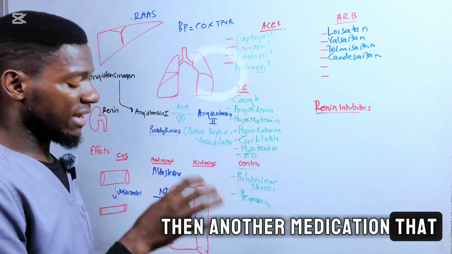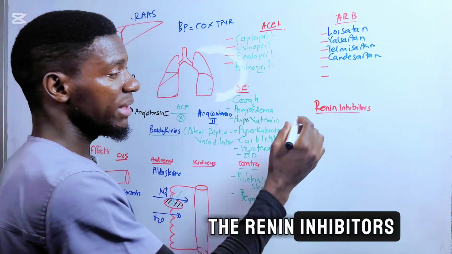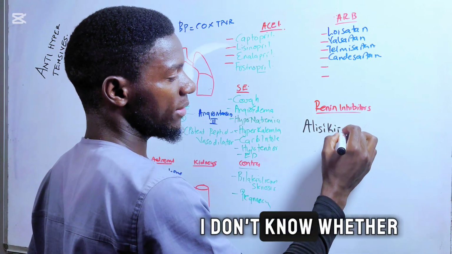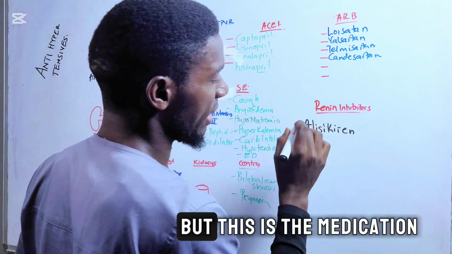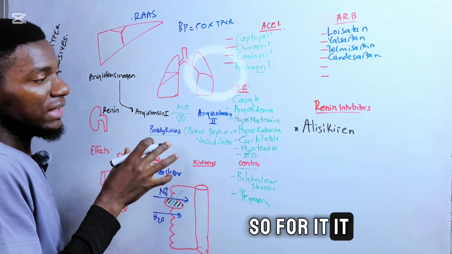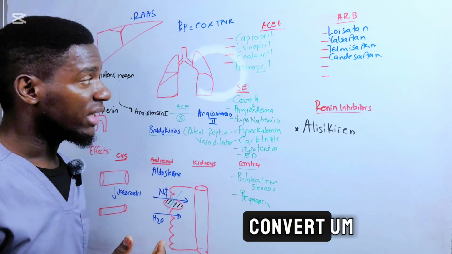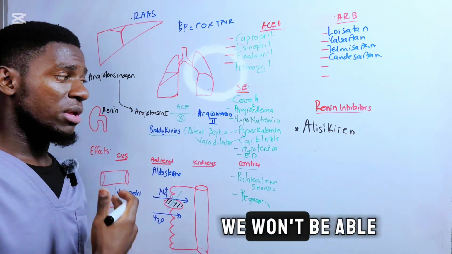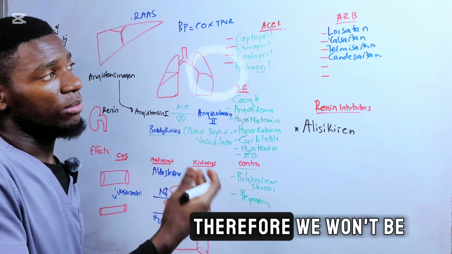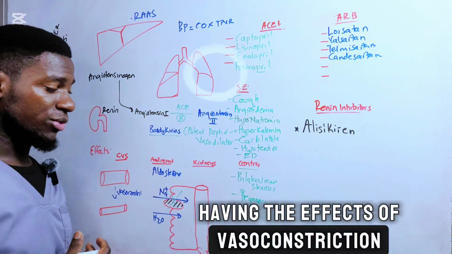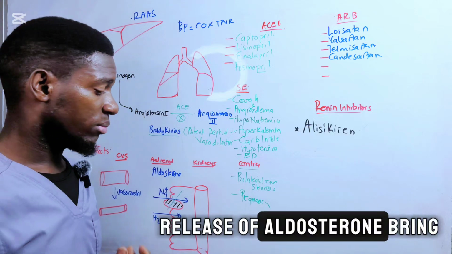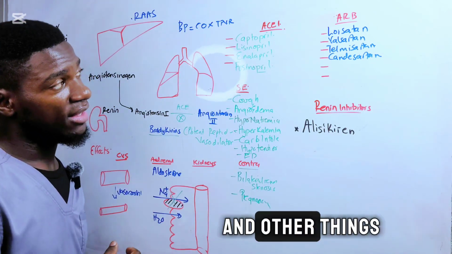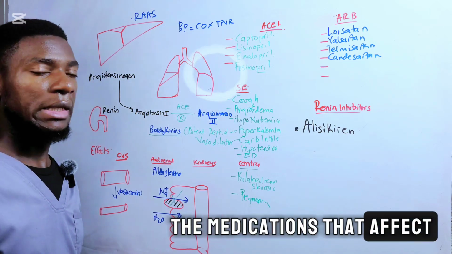Then another medication that affects the RAAS is the renin inhibitors, and here we have only one medication, Aliskiren. I don't know whether I've pronounced that properly, but this is the medication. So it inhibits renin from converting angiotensinogen to angiotensin 1. If we do not have angiotensin 1, we won't be able to convert it into angiotensin 2. Therefore, we won't be having the effects of vasoconstriction, release of aldosterone, sodium retention and other things. So basically, these are the medications that affect the RAAS.